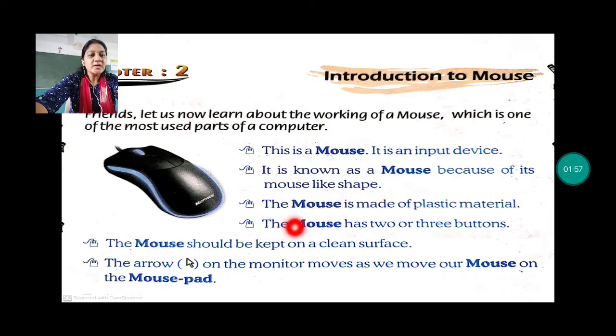Okay. The mouse is made up of plastic material. What material is it made up of? It is made up of plastic. The mouse has 2 or 3 buttons. Okay. Can you see the buttons over here? So it can be either 2 buttons or 3 buttons depending on the different companies or what kind of mouse you are taking. Okay. But generally there are only 2 or 3 buttons on a mouse.